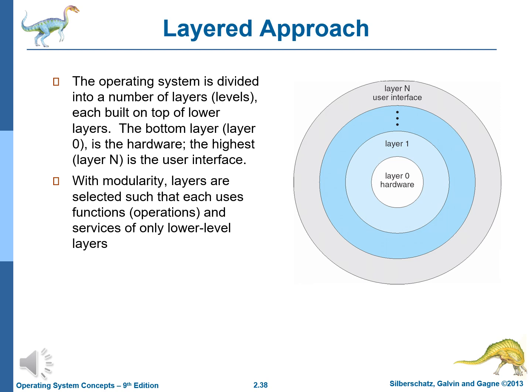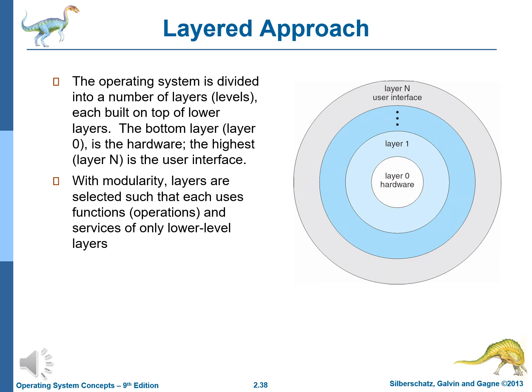An operating system layer is an implementation of an abstract object made up of data and the operations that can manipulate those data. A typical operating system layer, say layer M, consists of data structures and a set of routines that can be invoked by higher level layers. Layer M in turn can invoke operations on lower level layers.